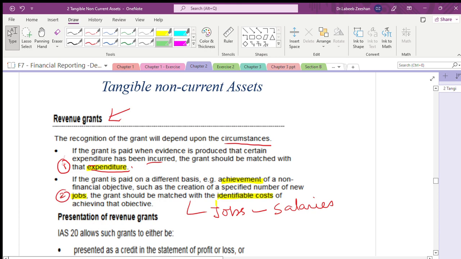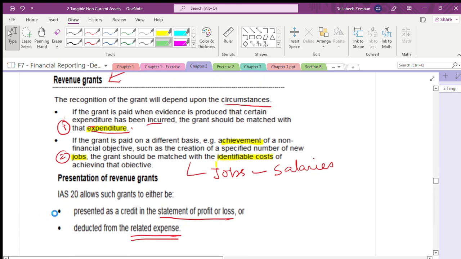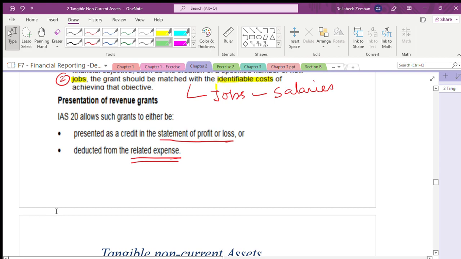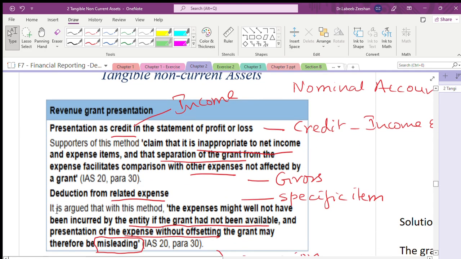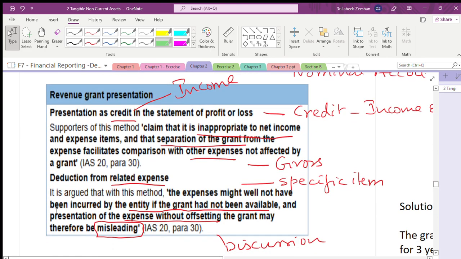Is it right? This is with respect to what? Government grants. So next, it has to be credited in the statement of profit and loss account and deducted from the related expenses. This is related to which type of grant? Revenue grant. Now, coming to how you have to make the presentation. Is it right?